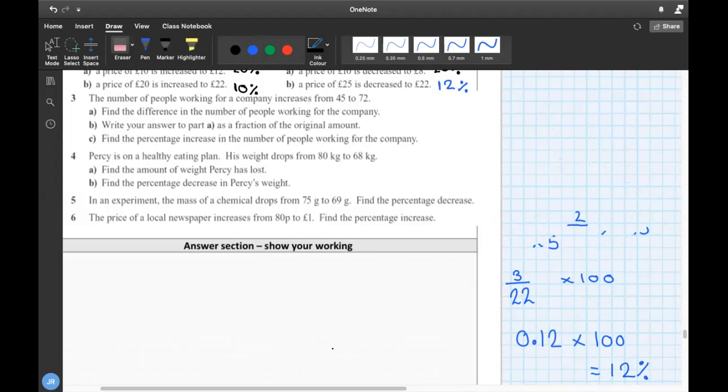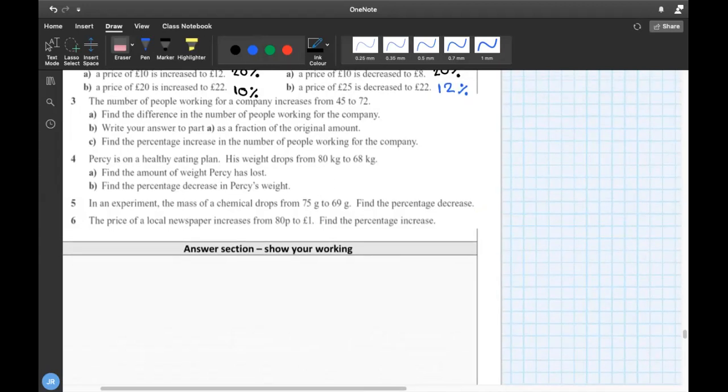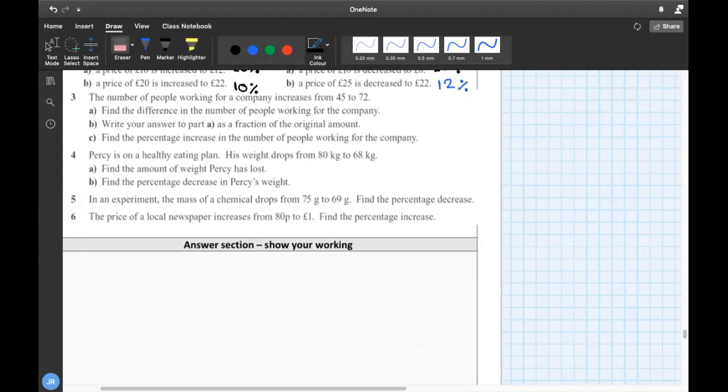So for number 3, they've split it up into different sections, and the reason why they've done that is they're trying to get you to follow the steps. And those different steps are what we were using in our original method anyways. Let's have a look. So 3A, find the difference in the number of people working for the company. Well, normally for our method, we would just find the difference. So to do that, we would do 72 take away 45.